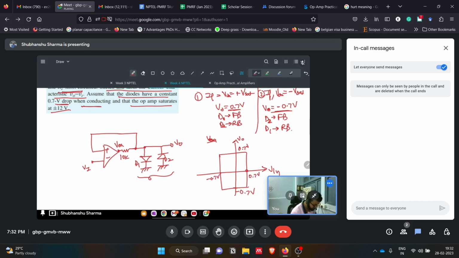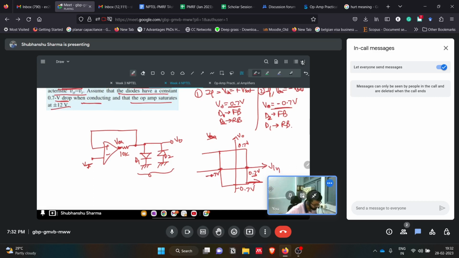Why? Because if Vi becomes more than, since this is an inverting terminal also, for high it will be low. So for the upper threshold voltage, if Vi is higher than 0.7 volts, then VOA will become negative. That's why it will be going down. But if it is lower than minus 0.7 volts, what will happen? The output of the circuit will be plus V side. So it will be like this.